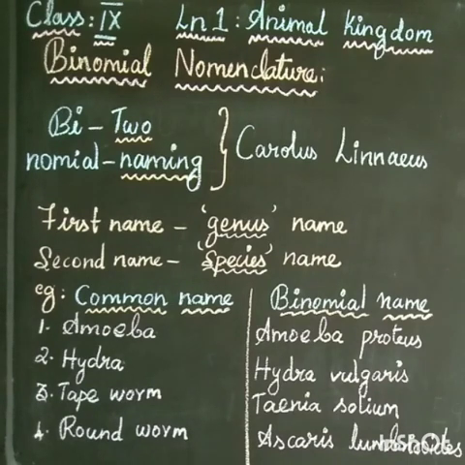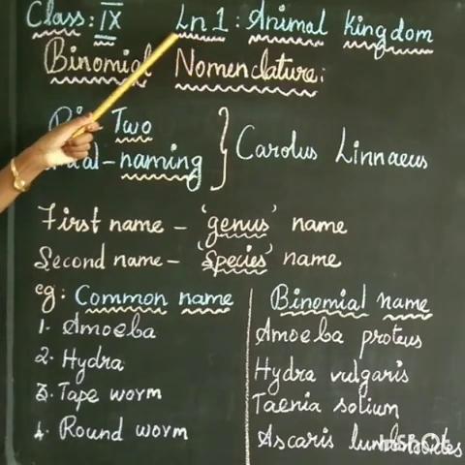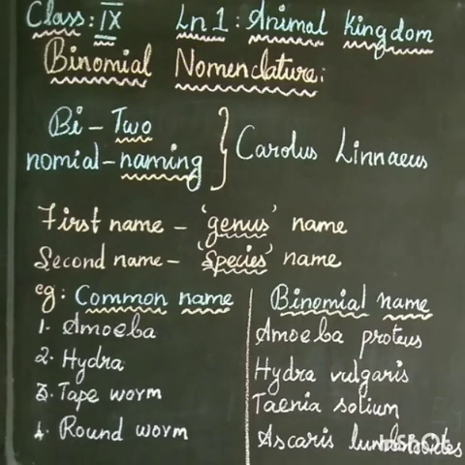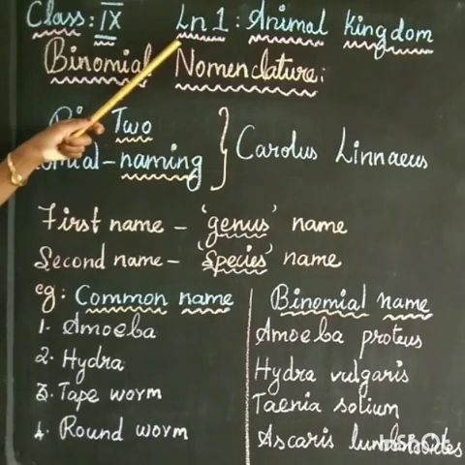Today we are going to see the bioscience subject. In that, we are going to see the continuation of lesson 1, animal kingdom. In the past two weeks we had seen the animal kingdom. Today we are going to see the remaining portions in this animal kingdom.